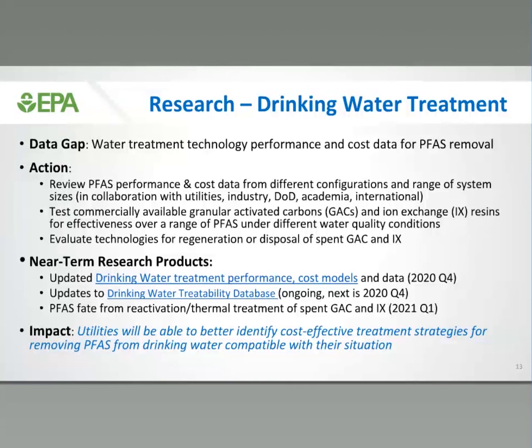And so we're looking at some of the technologies that are used for regenerating or disposing, primarily the spent granular carbon or the spent ion exchange resin. After it's been contaminated by PFAS, what's the proper way to either dispose it, regenerate it, to make sure that the PFAS get sequestered, contained, or ideally destroyed, so that they don't become a problem in the future.